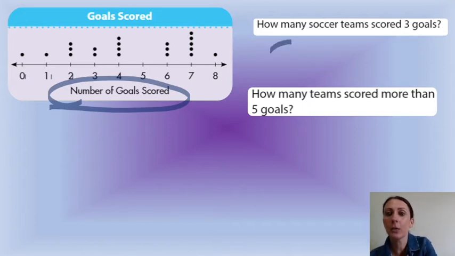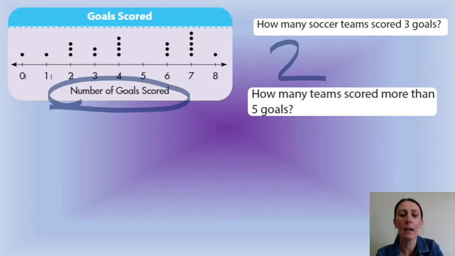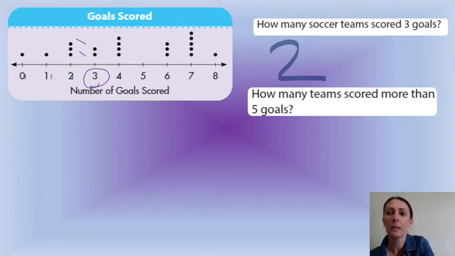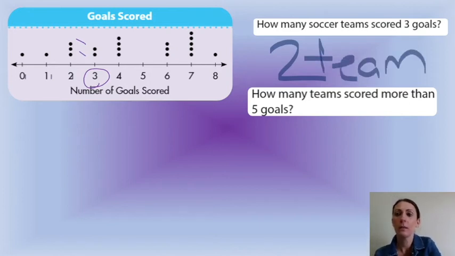Right, if you said 2, you would be correct, because looking here on my line plot, here is 3 goals, and how many dots are above the 3? 1, 2. So that would mean that 2 teams scored 3 goals. All right, let's take a look at our next question.